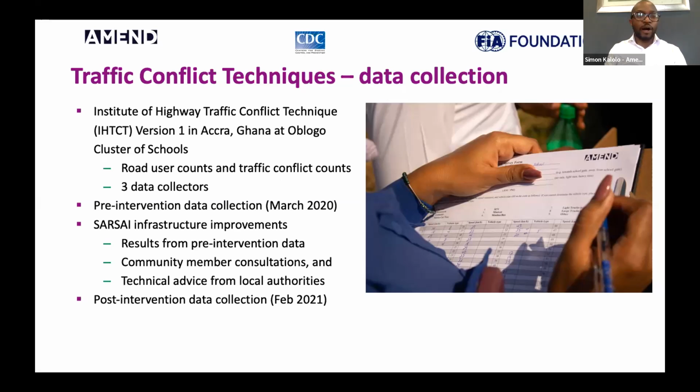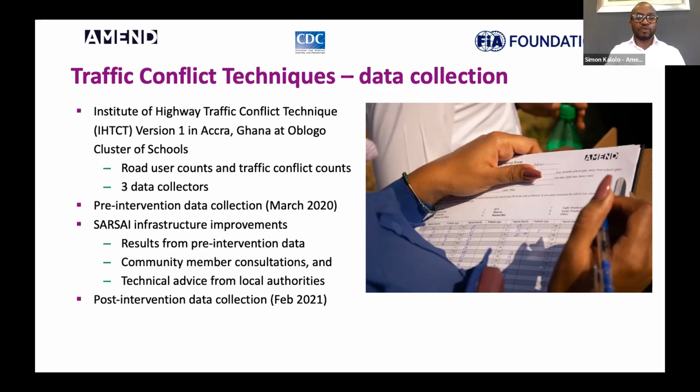All right. So to go back to the traffic conflict techniques as the toolkit, AMEND in Accra, Ghana, piloted the Institute of Highway Traffic Conflict Technique, IHTCT, version 1. This was done at Oblogo cluster of schools. This is one of the schools in Ghana where we have implemented our safe school zones project. And it's one of the areas where, based on our experience and our previous projects, was seen as the one with a lot of conflicts and high risk of road traffic injuries among road users, particularly school-going children.